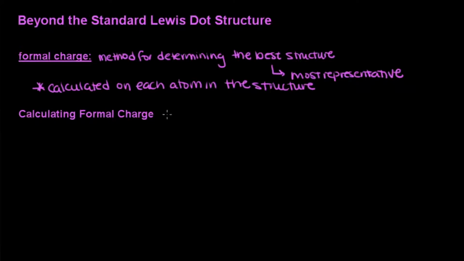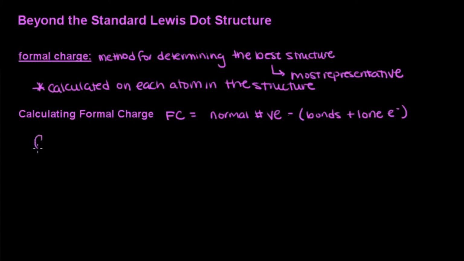Okay, so here's the equation for calculating formal charge. Formal charge is equal to the normal number of valence electrons on the atom minus the bonds plus the lone electrons assigned to that atom in the structure. Again, this will make sense as soon as we practice.